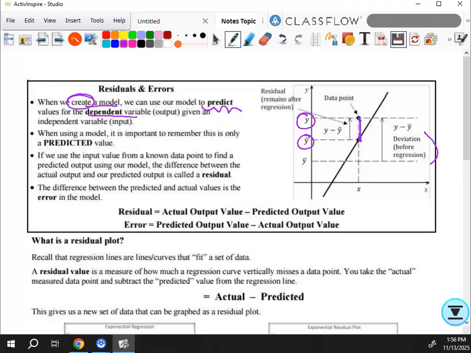I think that's what this says. When using a model, it is important to remember this is only a predicted value. Okay, it's a prediction. We don't know for sure that that's what's going to happen. So if we use the input value from a known data point to find a predicted output using the model, the difference between the actual output and our predicted output is the residual. That is what we already know, right? We already knew that it was residual equals actual minus predicted. Old news, right?